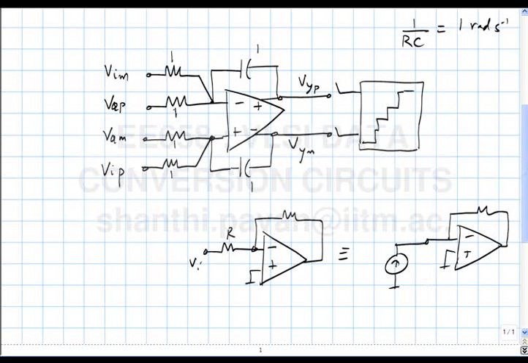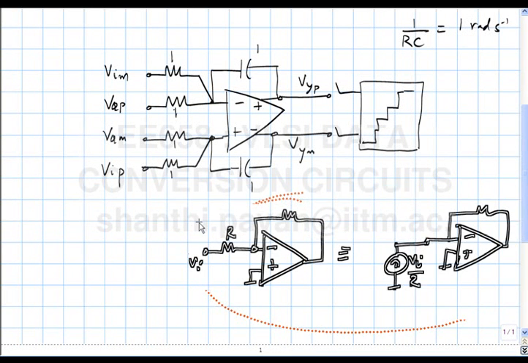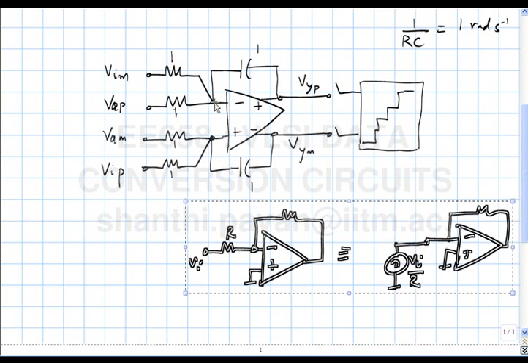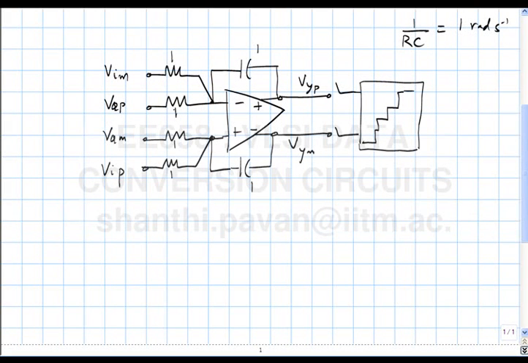So this must be V by R. Both of them are equivalent. You understand? So if you had a current steering DAC, then instead of having VQ and converting it into a current by using this resistor, I can actually inject the current directly into the virtual ground of the op-amp. Is that clear? Okay. So for the time being, of course, we continue to work with voltages.